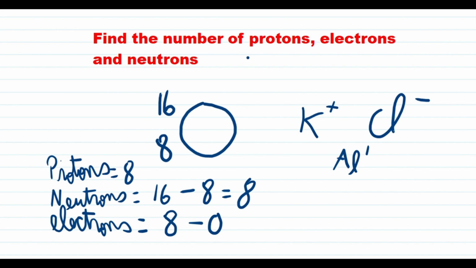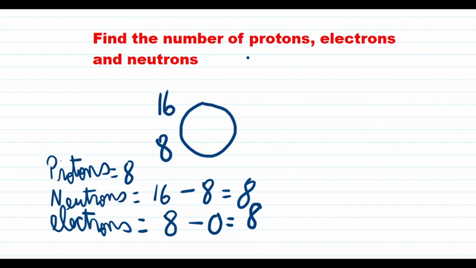So 8 minus 0 is equal to 8. So our final answer is the number of protons is 8, the number of neutrons is 8, the number of electrons is 8.